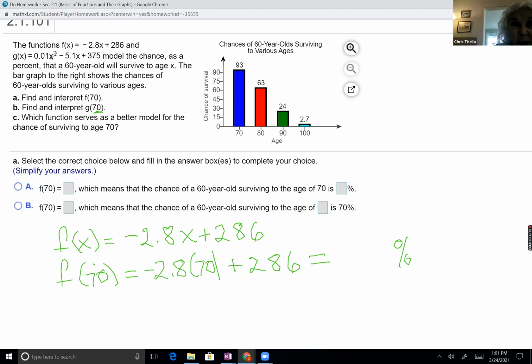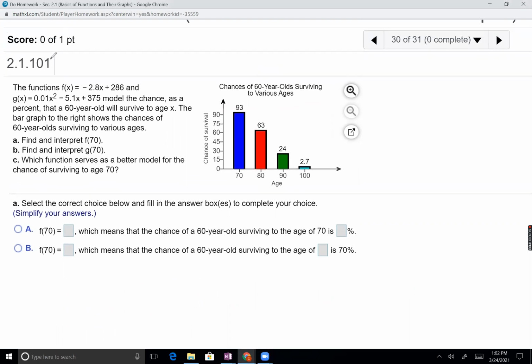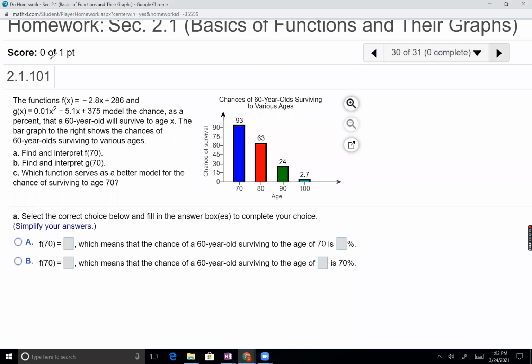Is that one okay? Uh, 1 second. And then 31.